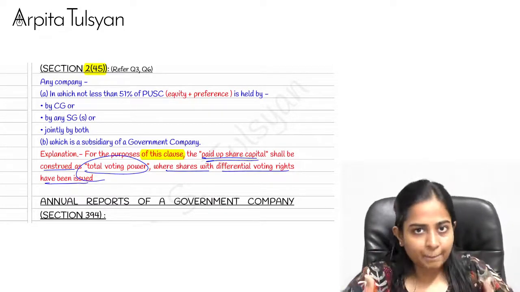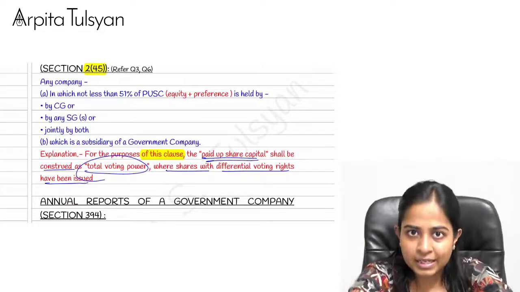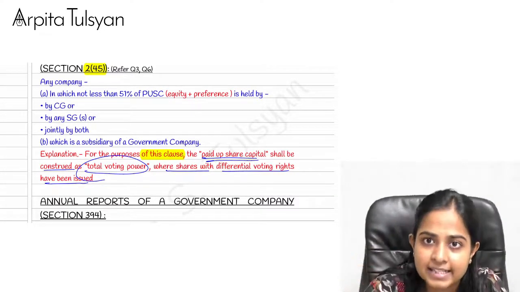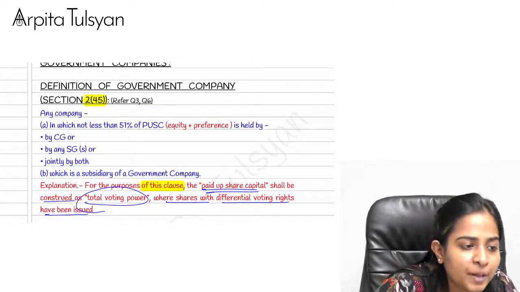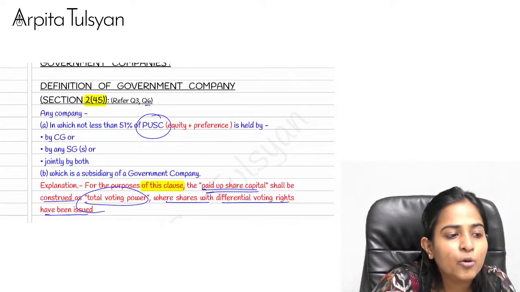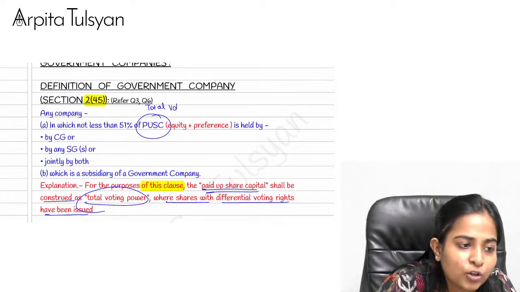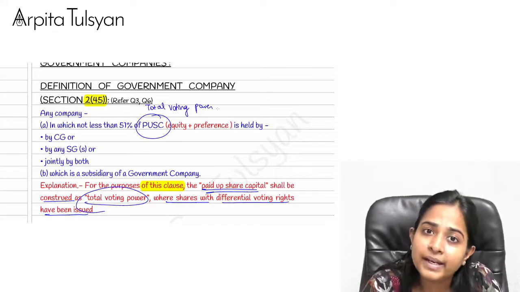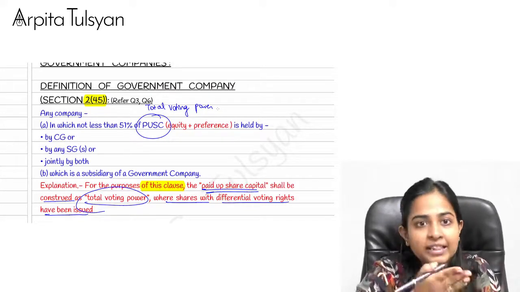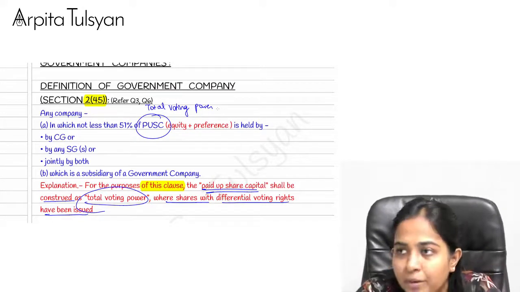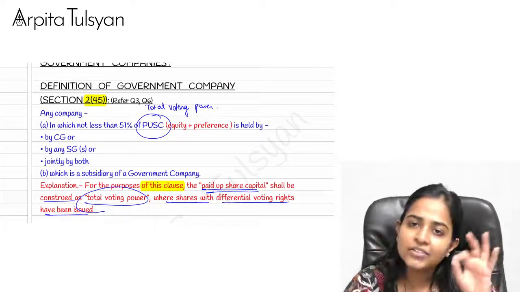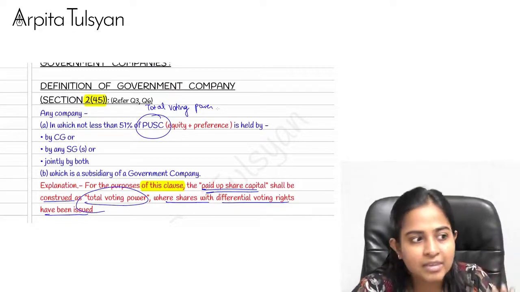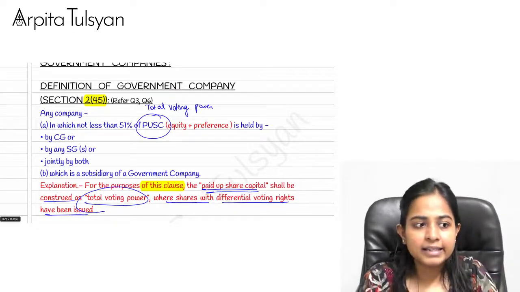Suppose there is a company which has issued shares to its equity shareholders and every share has got different voting rights, then in that case, instead of the paid up share capital, we are going to take 51% of the total voting power. But that is applicable when? That is applicable only when the voting powers attached to every particular share are different. Otherwise, you simply have to take 51% of the paid up share capital. I hope I am very clear till here. This was the basic thing.